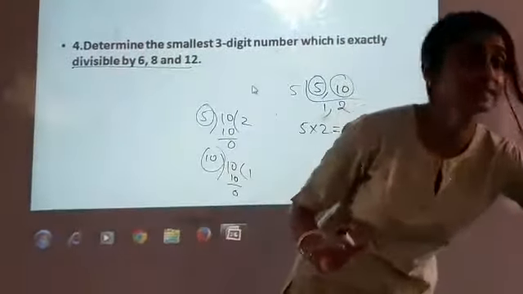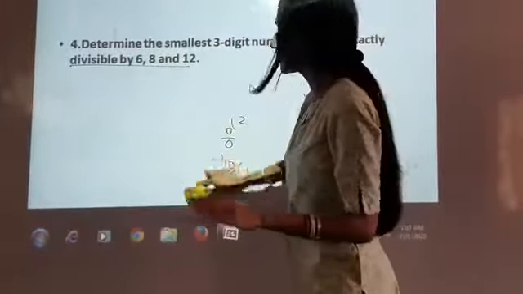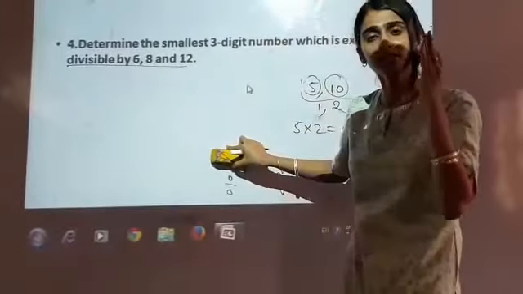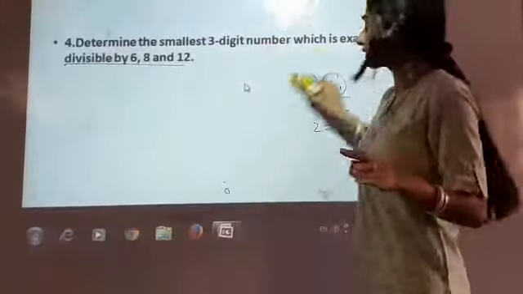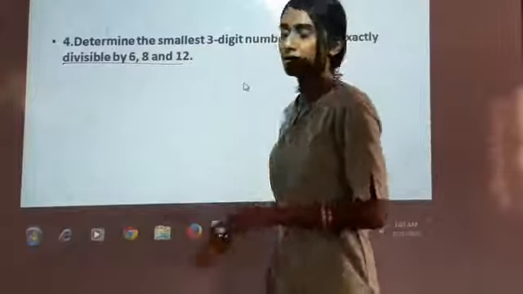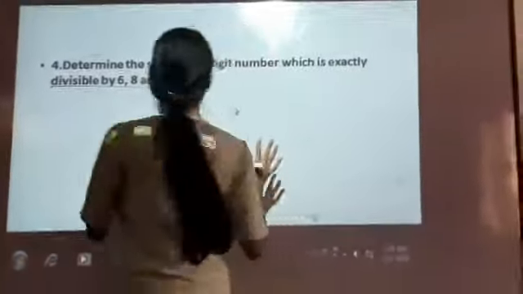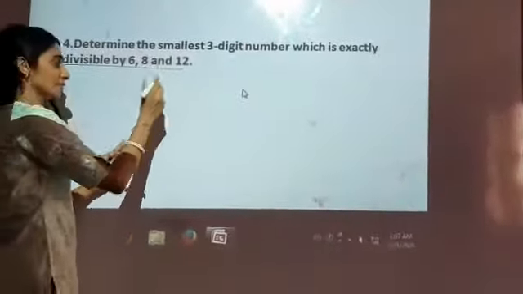Now when you get this type of question, determine the smallest 3-digit number, or determine the smallest 2-digit number, or determine the greatest 3-digit number, how to solve? First of all you have to find the LCM of the given numbers. Step 1: find the LCM of the given numbers.